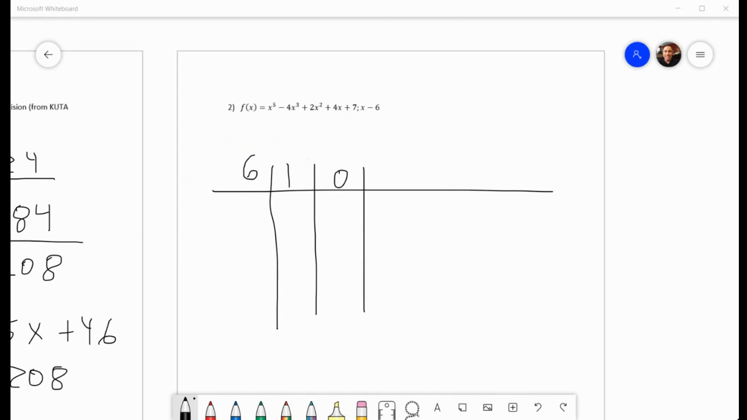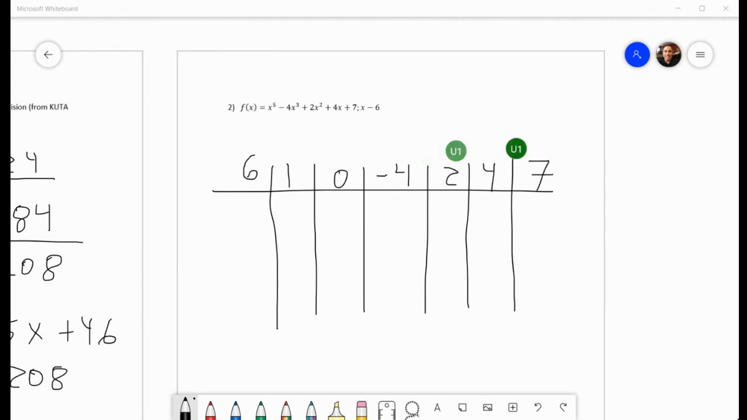Next, degree 3, the coefficient is minus 4. Again, let me say it again. We put the 0 here because the degree 4 term is missing. So we use 0 as a placeholder. We have negative 4 for the degree 3. For degree 2, we have a 2. Degree 1, we have a 4. And for the constant, we have a 7. So again, we're ready to do synthetic division.